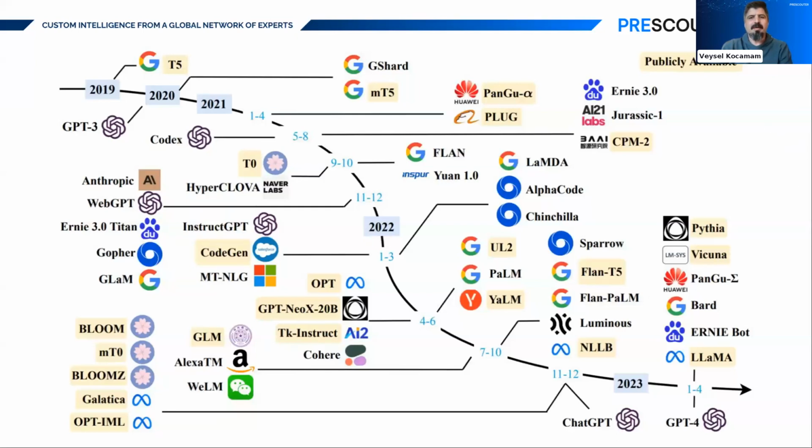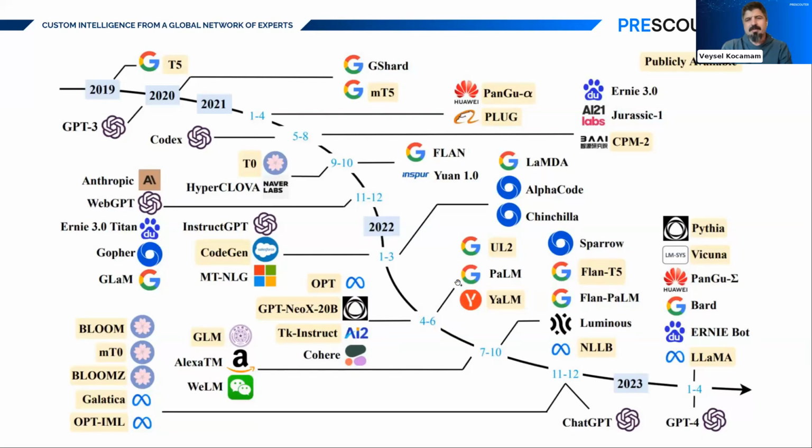Like Palm by Google and Llama by Meta, right? And recently, just 2 days ago, Falcon was released, which is totally open source and commercially available, by the way, as of today, and which is beating the Llama architectures.